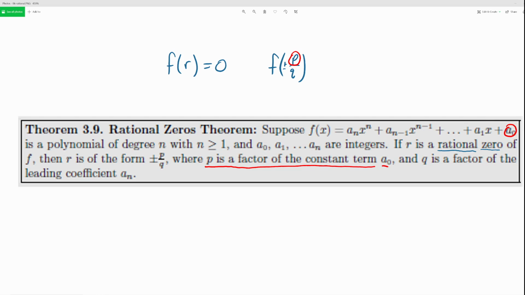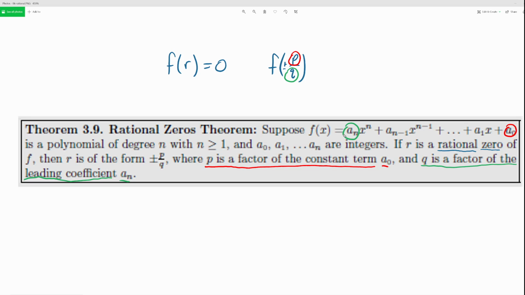And then the theorem goes on to say q is a factor of the leading coefficient, a with the subscript n, which we read as just a n. So the leading coefficient, that's the first coefficient, it's the coefficient of the highest degree term. The number q has to be a factor of this leading coefficient.